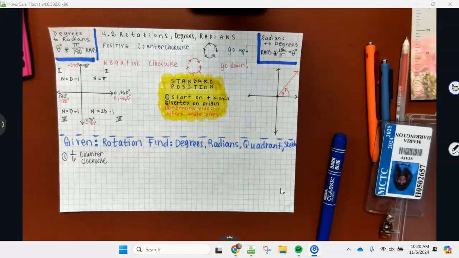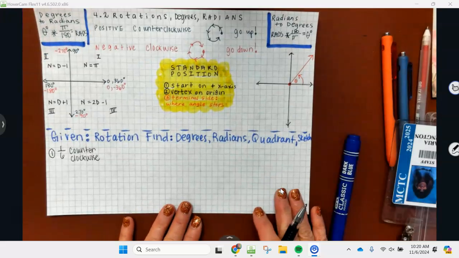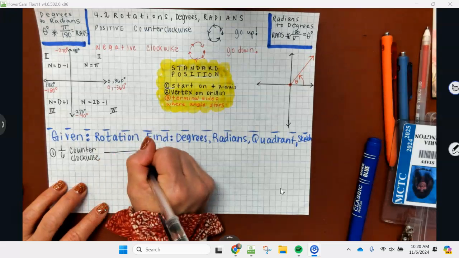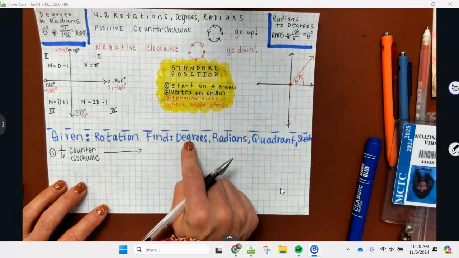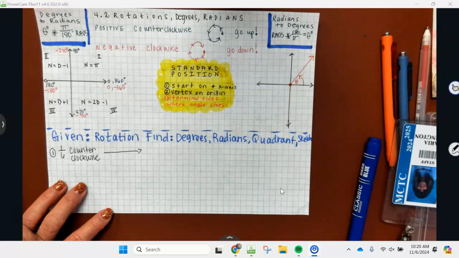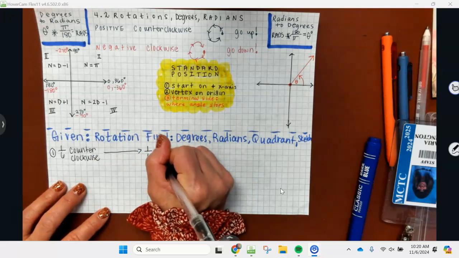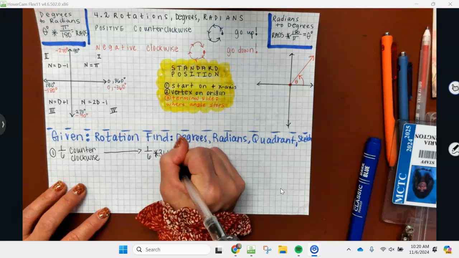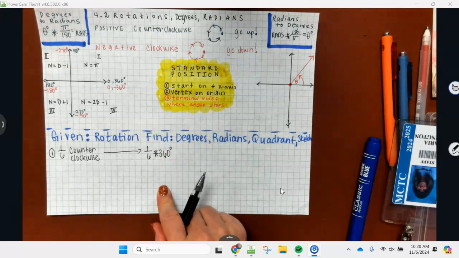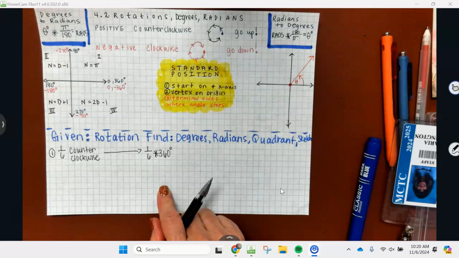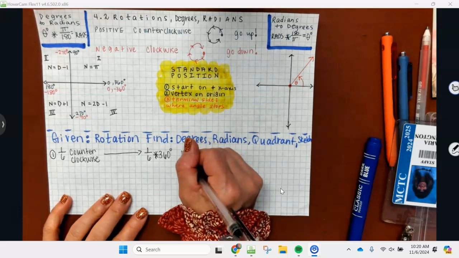Here we go. We are going to take that 1/6 and we are going to find the degrees. In order to find the degrees, you multiply by 360. Multiply by 360. I think we kind of talked about this at the beginning of the lesson. So 1/6 of 360 is 60 degrees.